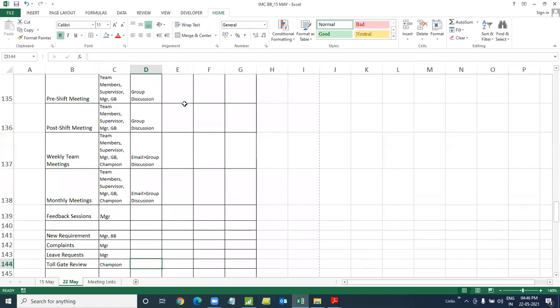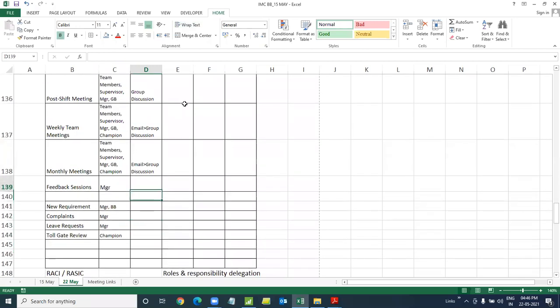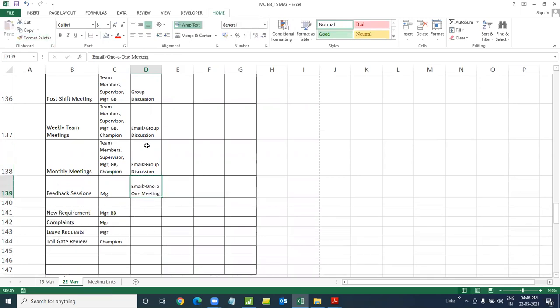And similarly, say feedback, you probably want to send an email, and then followed by a one-on-one meeting. So pretty much you would be covering every activity, how that activity needs to be done. Like complaint first, write down, send out an email, followed. So you know the agenda. We don't want to waste time there.